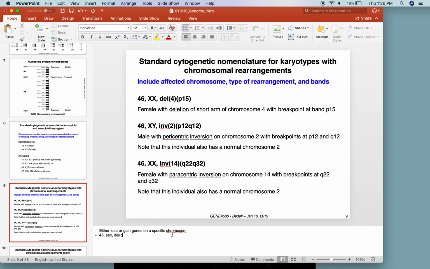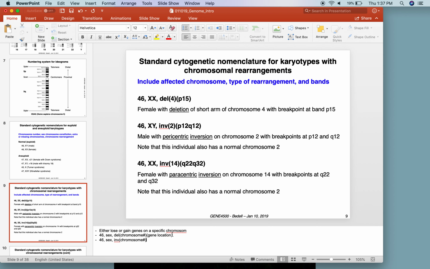Same thing with an inversion, a little bit more complicated. Of course, inversions only involve one chromosome. I've got two examples, paracentric and pericentric. This one involves chromosome 2, this one involves chromosome 14. For the actual inversion breakpoints, the bands that the breakpoints are on, one is in P, the short arm, and one is on the long arm. Same thing here, both of these are on the long arm. And remember the difference between paracentric and pericentric.